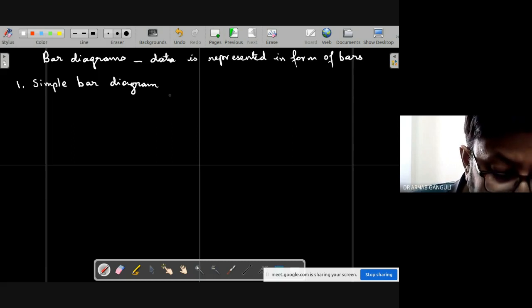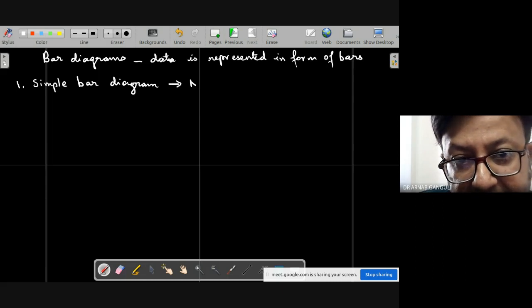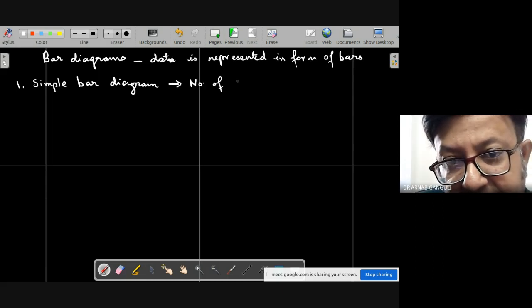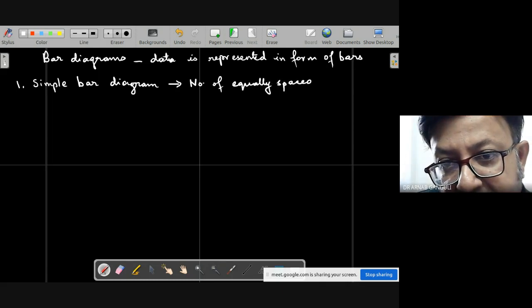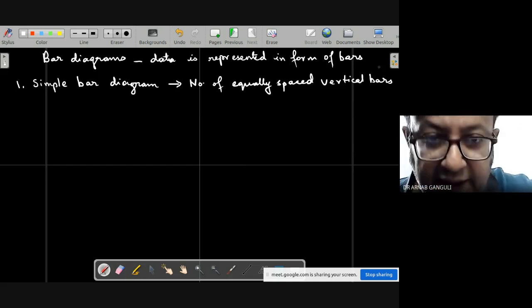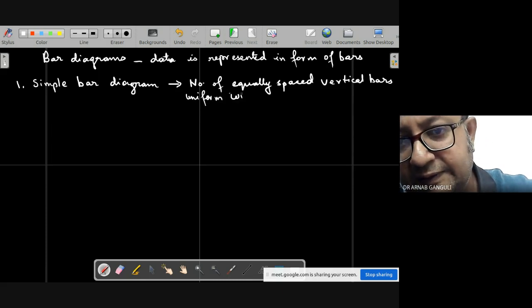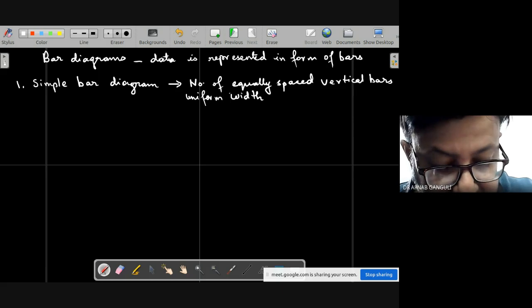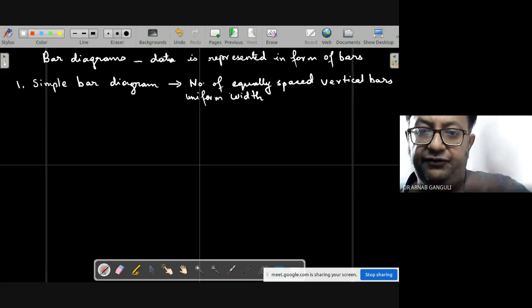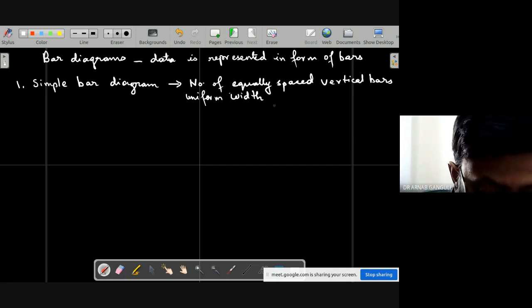Basically it consists of a number of equally spaced vertical bars, of uniform width, and originating from the x-axis or y-axis, however you want to show it.